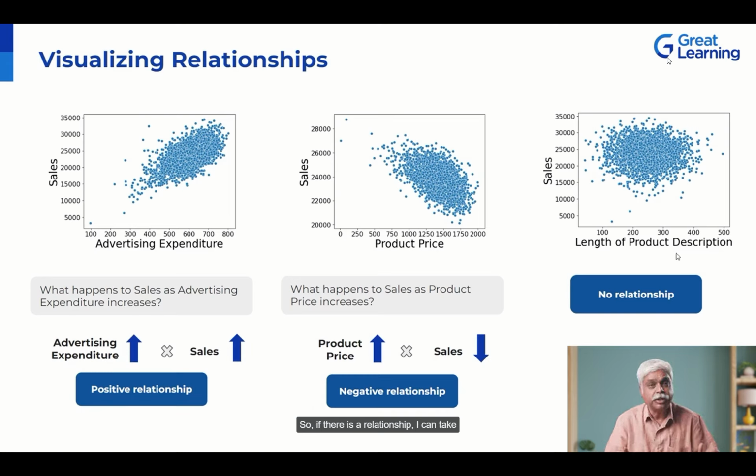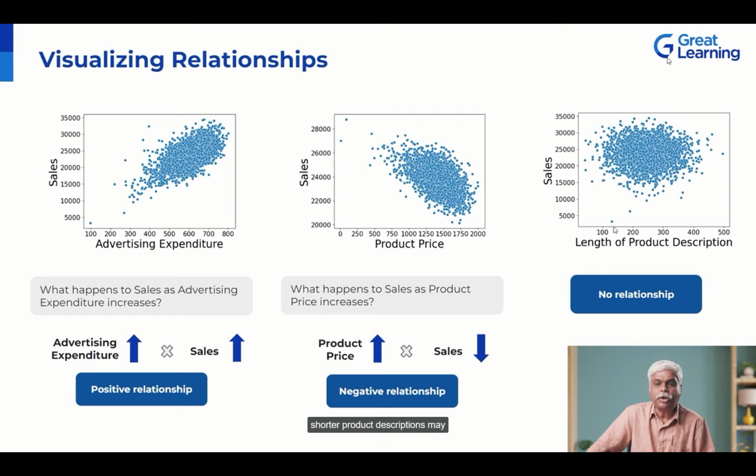So if there is a relationship, I can take advantage of that relationship and now see whether sales will go up or not. Similarly, in a predictive capacity, I could be able to say that, okay, why am I not selling this? Because length of product description. And if I say reduce the length of the product description, I may get more sales. But the data in this case doesn't seem to say that.